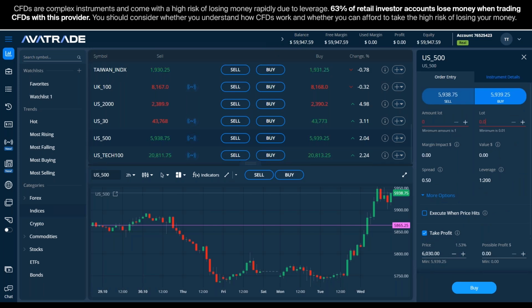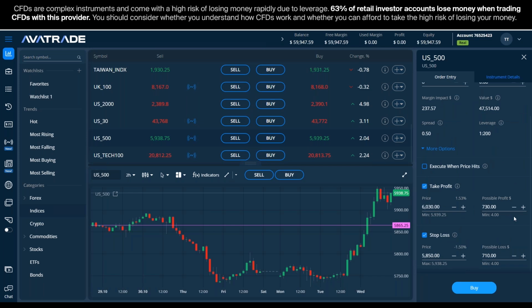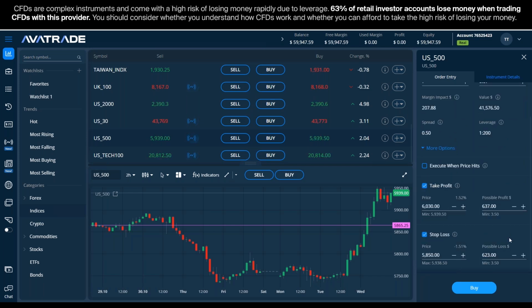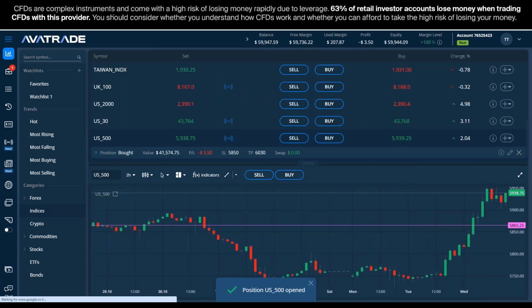So maybe I go 0.08, 0.07, until I zero in on the amount that I want to risk. That's about 1%, a hair over. So then maybe I go ahead and make that move. Okay, so I'm going after about 1% profit for 1% risk.